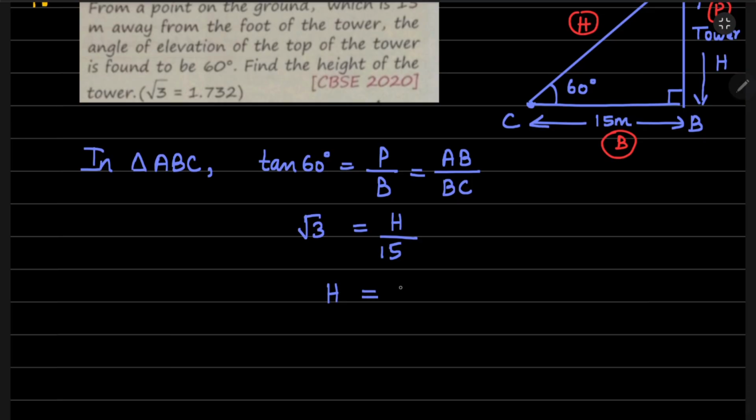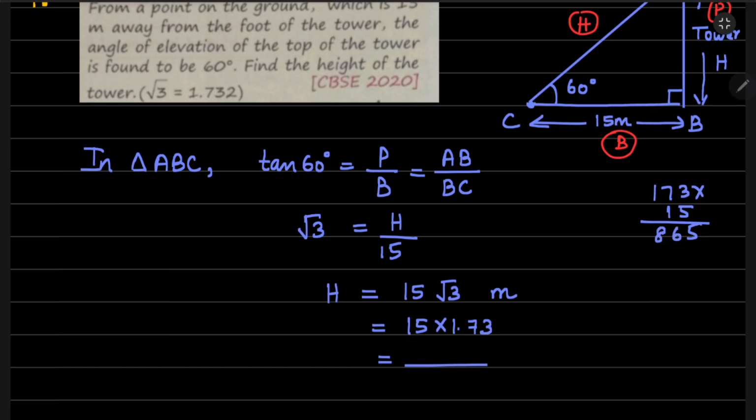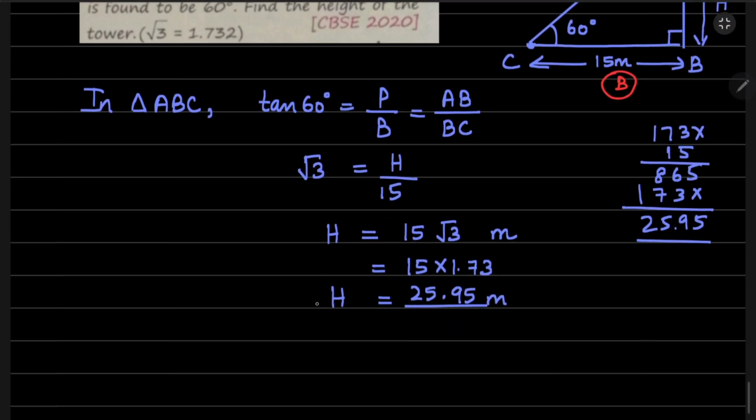So what is the height of the tower? 15 root 3 meters. You are asked to take root 3 as 1.732. So let's use that. It's nothing but 15 multiplied by 1.732 meters. Okay, so let's multiply 1732 by 15. So 25.98 is what I'm getting, and 25.98 meters is the H, which is nothing but the height of the tower.